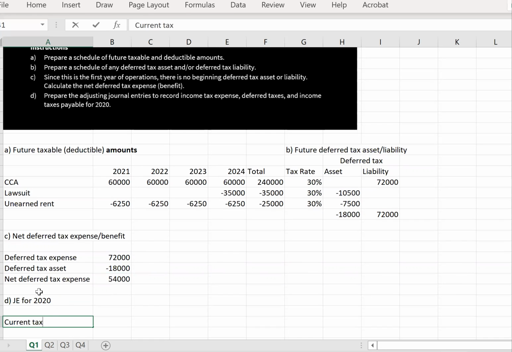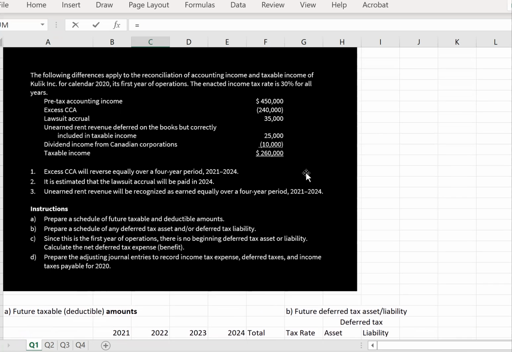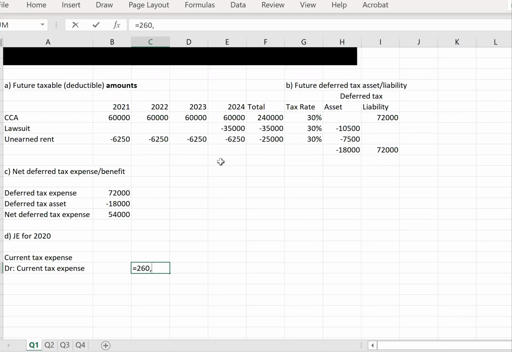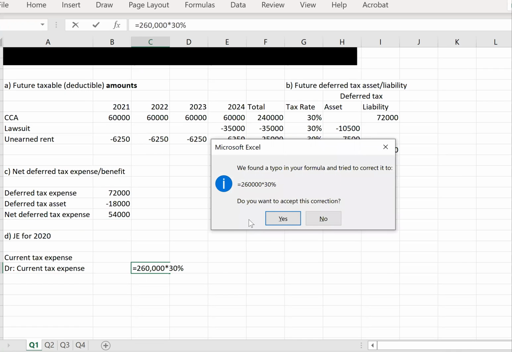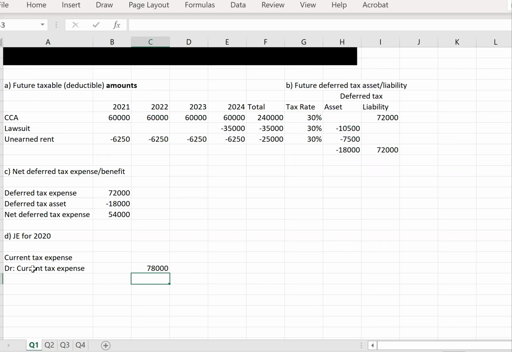So we're going to have our current tax expense, which is going to be debit, current tax expense. And this is going to be, remember in the question it gave us pre-tax accounting income right here, or taxable income, I'm sorry, the 260,000. So this is going to be 260,000 times, and what's our tax rate? 30%. That's our current tax expense. Okay, and then we're going to have debit. Sorry, that's a debit. Yeah, debit. And then we're going to have credit, income tax payable. And that's simple. That's the easiest entry. It's just our current tax expense.